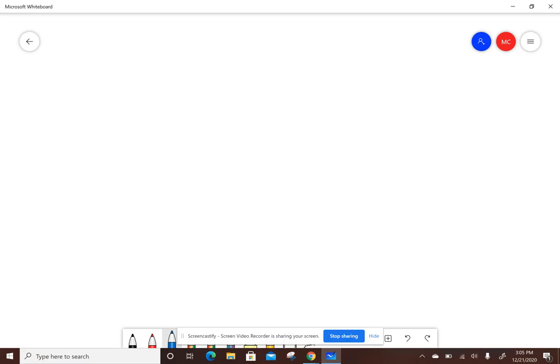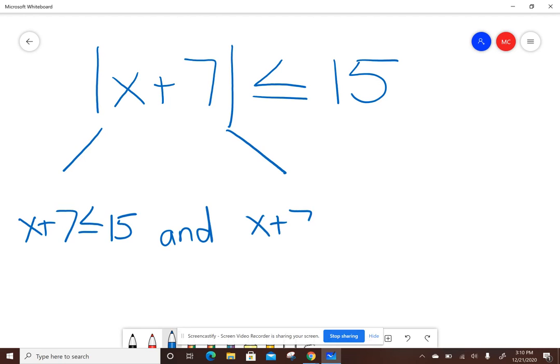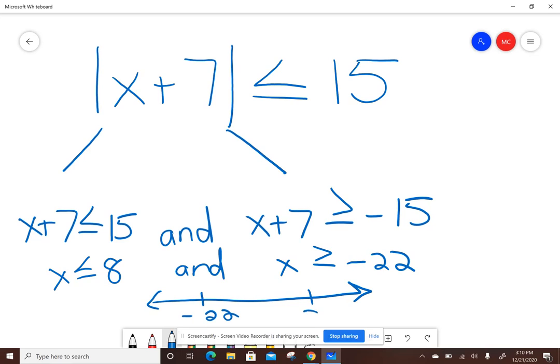Now let's try a less than one. This time I'll add a number on the outside, 15. Okay, so this is less than, which means I'm going to come up with two and I'm going to connect them with the word "and." So that means X plus 7 is less than or equal to 15 and X plus 7, switch the direction, is greater than or equal to negative 15. Okay, so this becomes X is less than or equal to 8 and X is greater than or equal to negative 22. So that means our answer has to be in between negative 22 and 8.